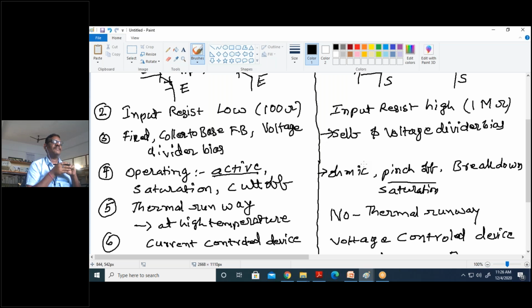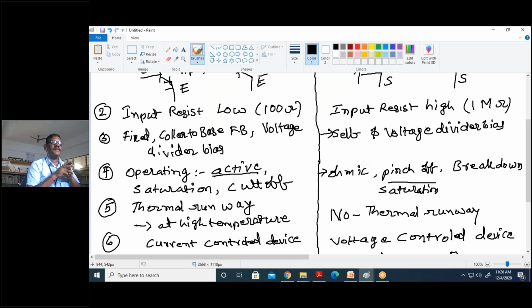Fifth point, BJT thermal runaway depends on the temperature. If temperature is increasing, thermal runaway occurs. But in JFET, no thermal runaway.